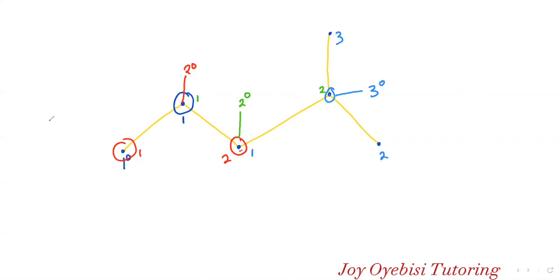Then this here is connected to only this one. That makes that a primary carbon. This is also connected to only this. That makes it a primary carbon. And that is how you can figure out the primary, secondary, and tertiary on a line structure.